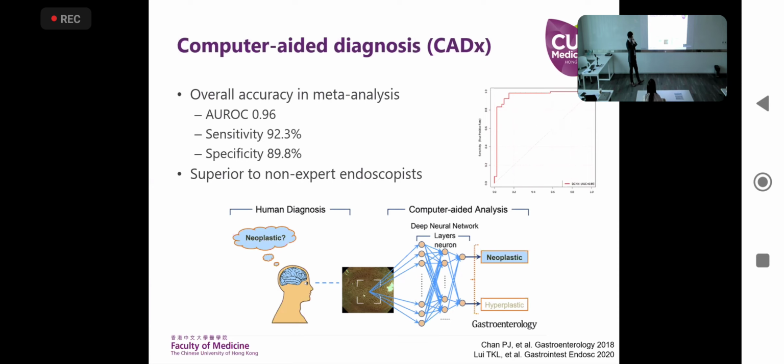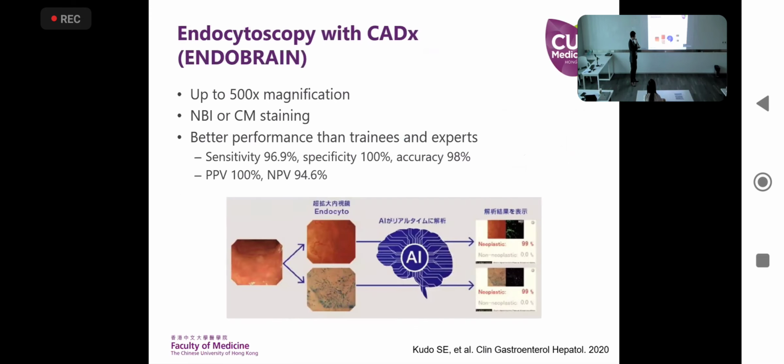So this is a published paper in Gastroenterology showing that there's a new AI-assisted diagnosis system which can achieve an overall accuracy of more than 90%, and is even superior to someone that is not well trained.